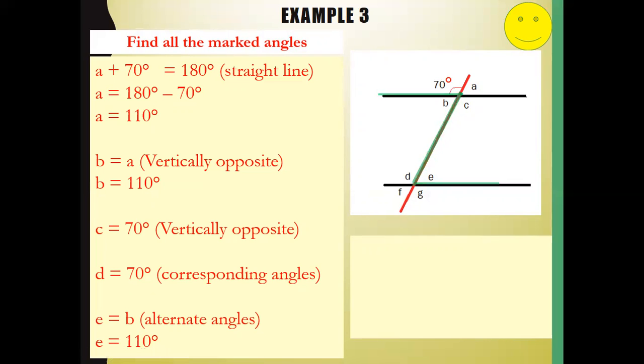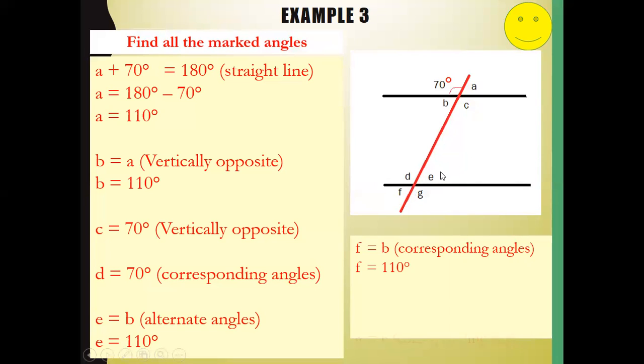Then we could say that F is corresponding to B. They are at the exact same position on the left side of the transversal below the parallel line. So F is also equal to B, and that gives us 110. Or you could have said F is vertically opposite E. So you can see there's so many ways you could probably solve this question.